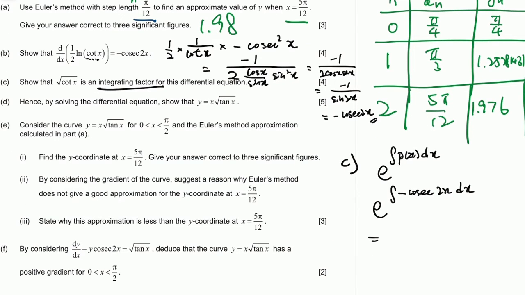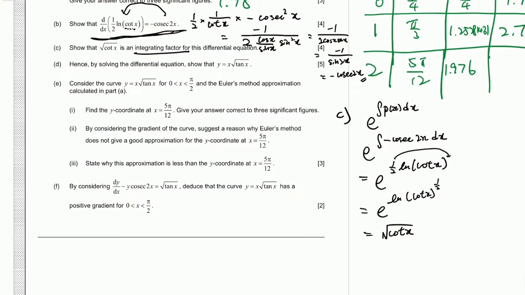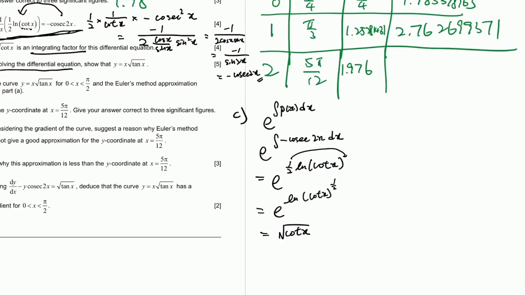But what is the integral of negative cosecant 2x? Well, from here we know if you integrate negative cosecant 2x, you get this. So it's half ln cot, and then obviously we move the power inside the log, because then e and ln can cancel out. So you have cot x to the power of half, which is square root of cot. That's the integrating factor. And hence solve the differential equation.